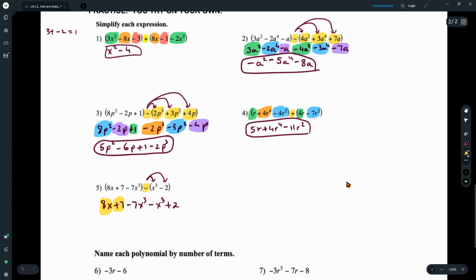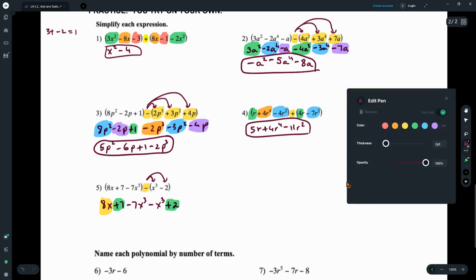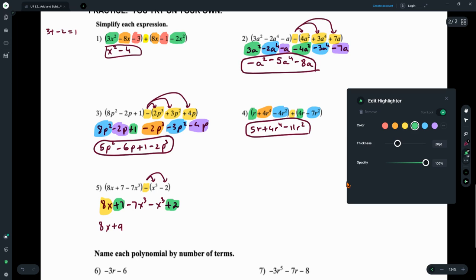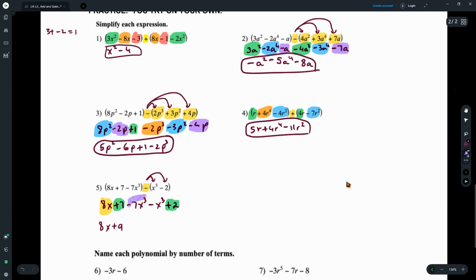Now the 7, let's use a different color. The 7 goes with the 2 because they're both just numbers. So the 8x stays, and the 7 goes with the 2, gives you 9. And then the last one would be the x cubed: negative 7x cubed and negative x cubed gives you more negative. Negative and negative gives you negative 8x cubed.